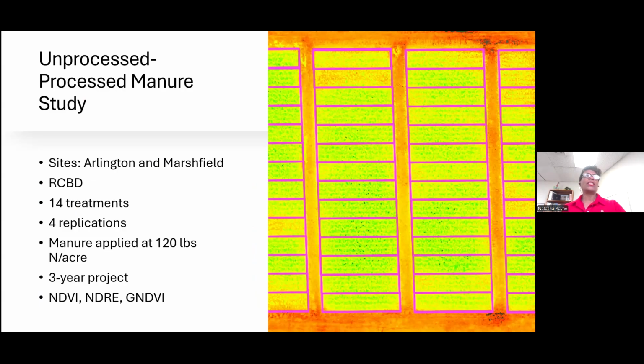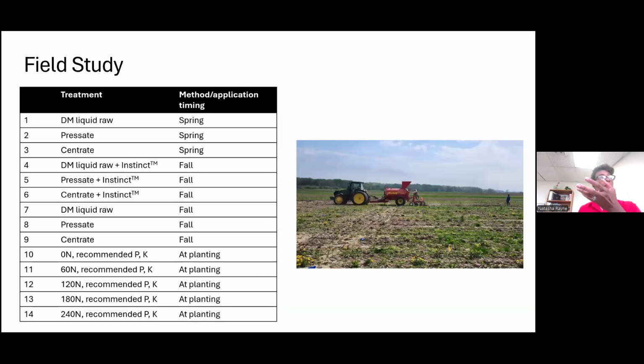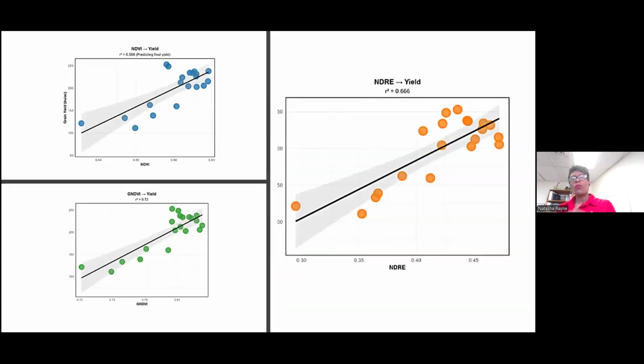So in this particular study, we're basically throwing that drone data on top of this, looking at different manure types and different application timings. And then what we did is collect NDVI data, red edge data, and green NDVI data to find a correlation with nitrogen availability from manure. And these are our treatments. Real quick, what we saw is that, yes, there's definitely promise.